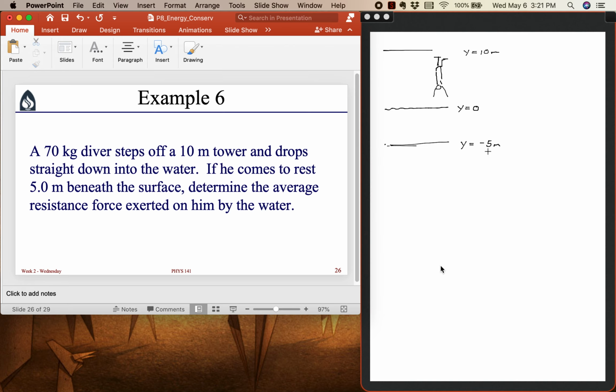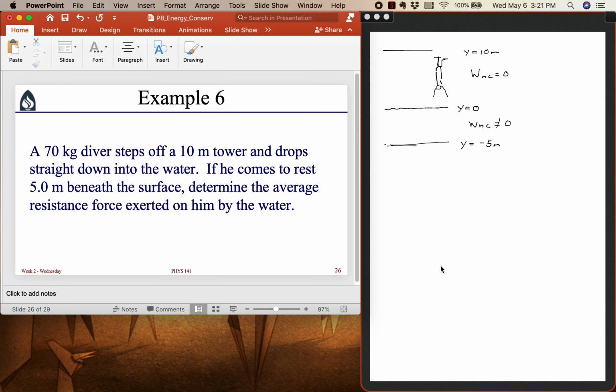Now, as I mentioned before, there are two different parts to the motion. There's the part that's in air, and here the work done by non-conservative forces is 0. Here we can conserve mechanical energy. In the water, the work being done by non-conservative forces is not equal to 0. Here there is a resistance force. That resistance force is doing work, taking mechanical energy away from the diver.